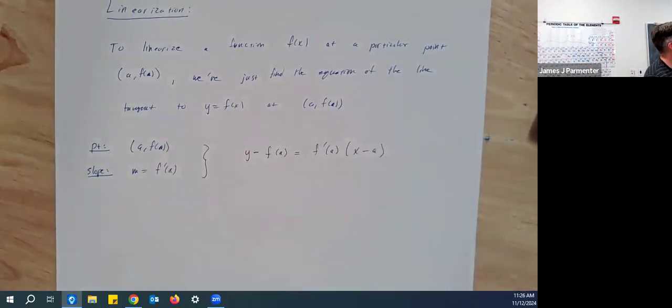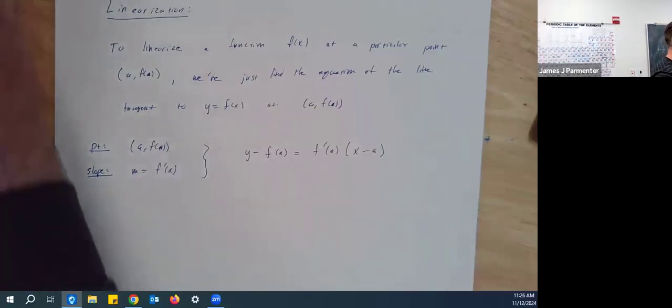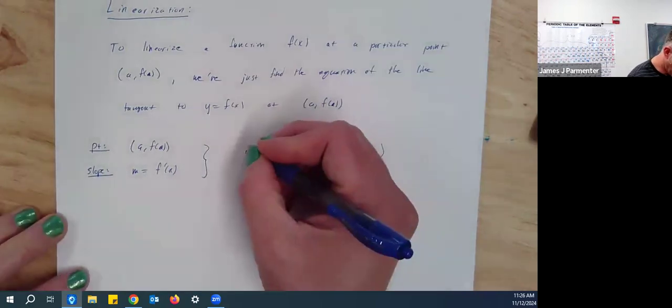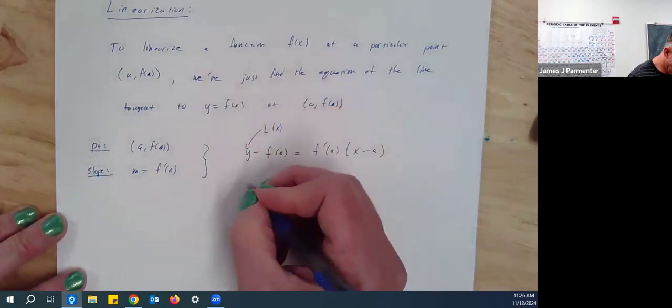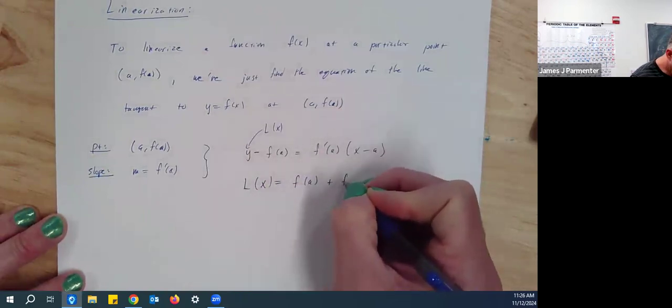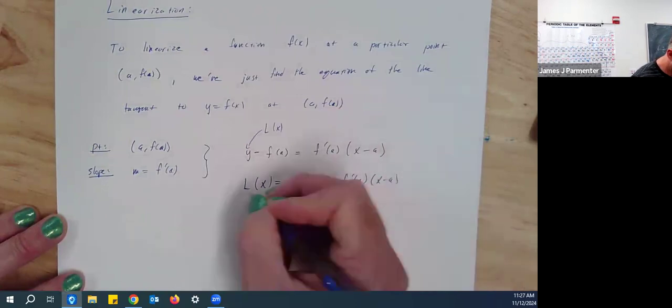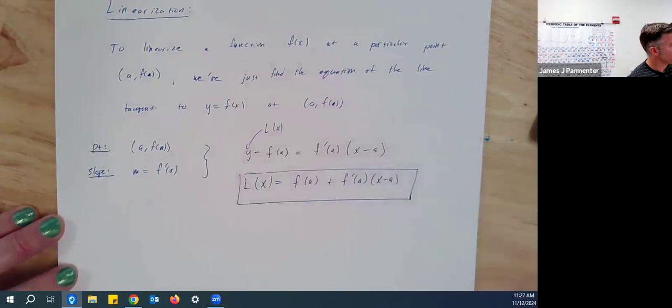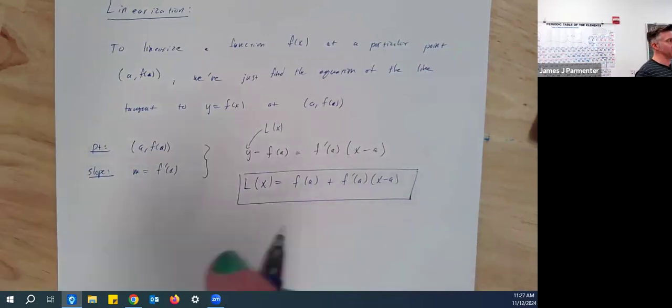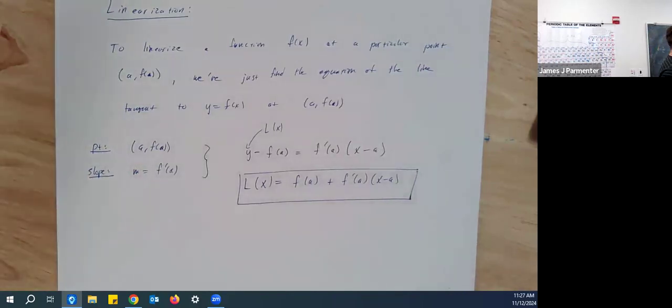But we never write it this way, which is too bad, because I feel like it'd be great if we wrote it this way. It seems nicer. We solve for y, and then we typically replace y with the capital L of x. So we're going to call y a new name, and say our linearization L of x is equal to f of a plus f prime of a times x minus a. We typically do not simplify it, meaning you don't multiply out the slope by x minus your x coordinate and then add on your y value. You leave it like this, because then it allows us to easily use it to estimate things.